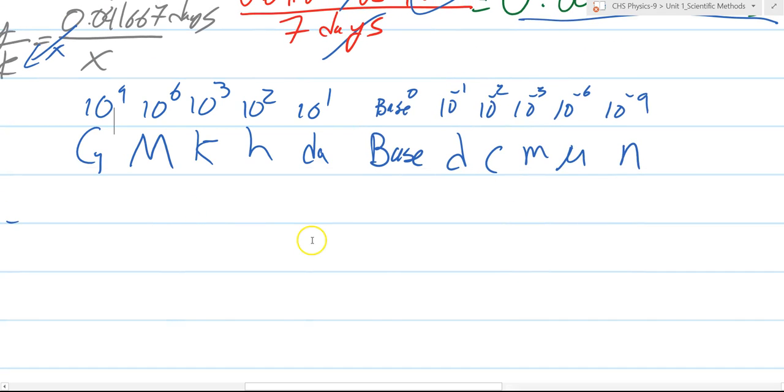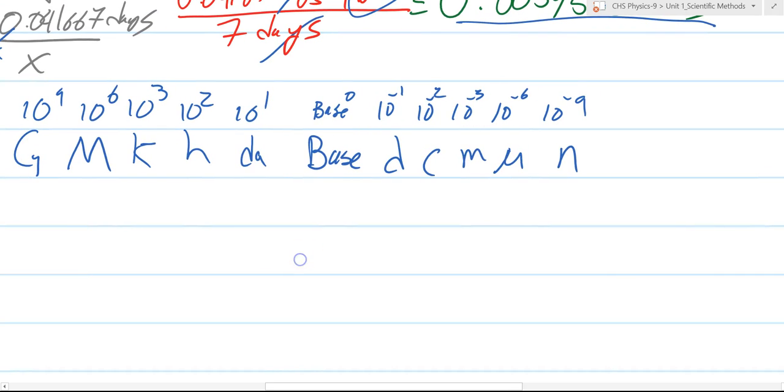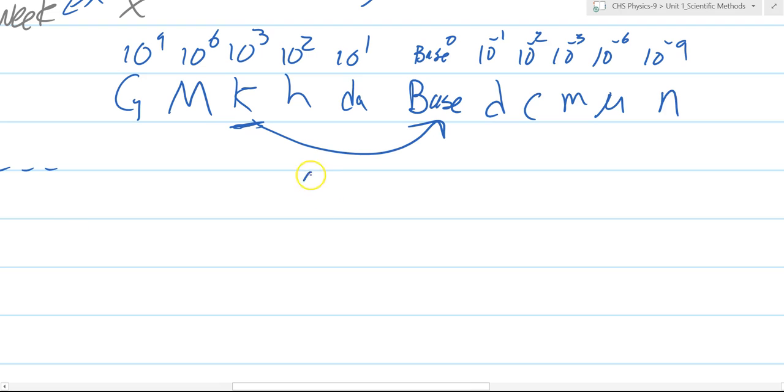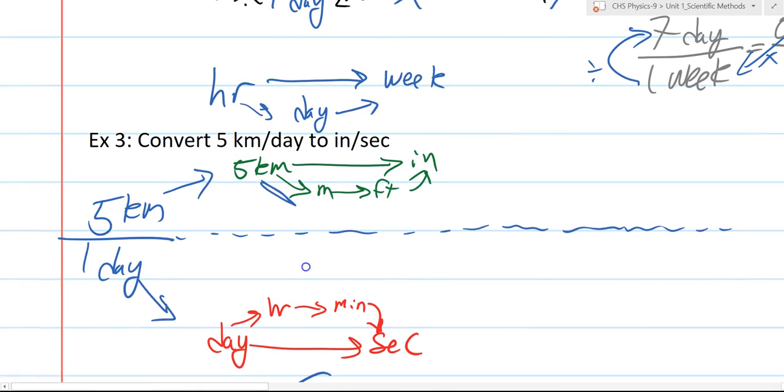I just added those back in. I'm going to go from kilometers to meters. So kilo is over here, and then meters is a base unit. So I'm going to move my decimal to the right. It's 5 kilometers. I'm going to take my decimal and move it to the right, going from 3 to 0. The difference is 3, so I'm going to go 1, 2, 3. So my answer would be 5,000 meters. Now I don't have to do the math.